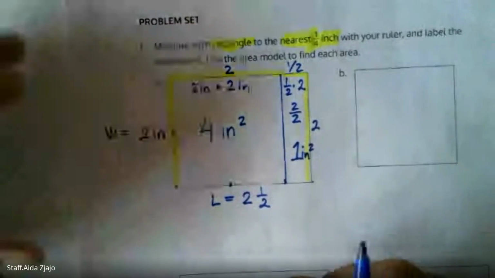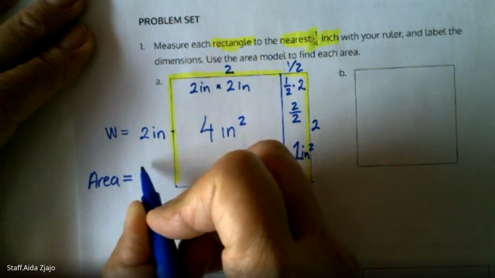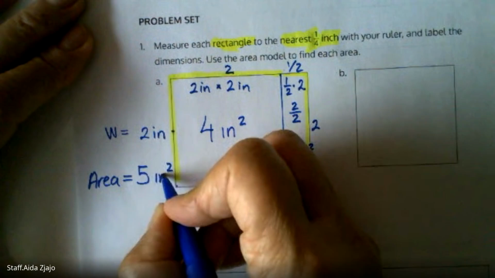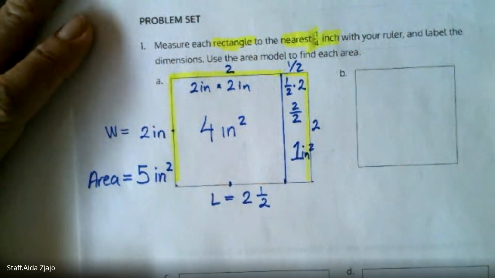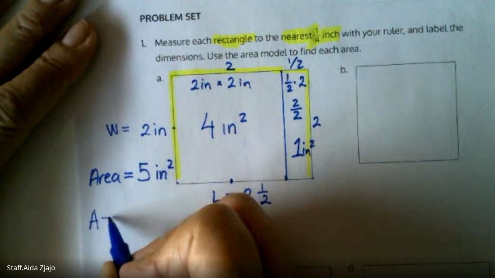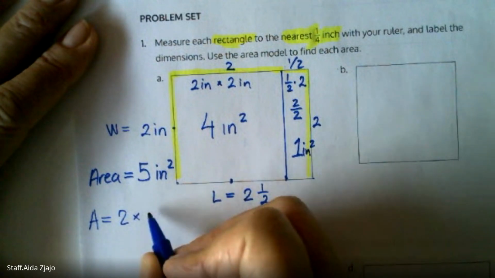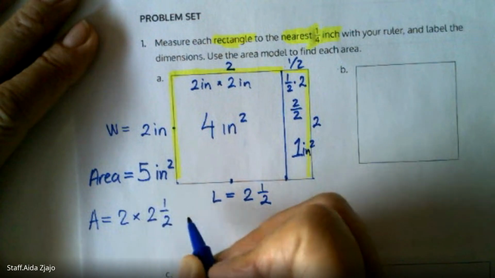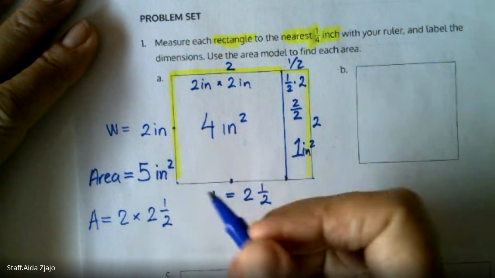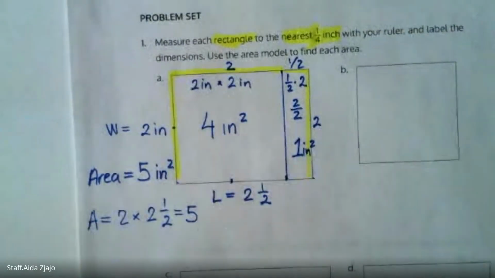So altogether, this area equals 5 square inches. You can also see this as area equals 2 times 2.5, which is 2 groups of 2.5. 2.5 plus 2.5 equals 5 square inches.